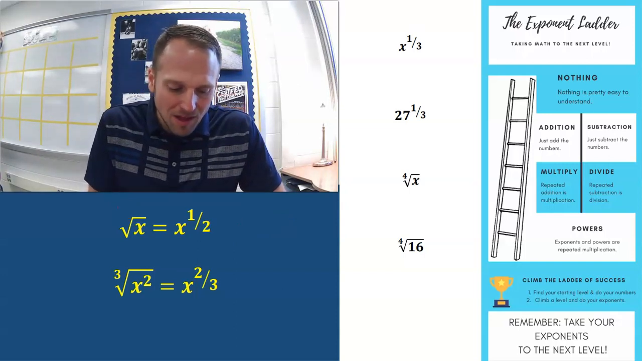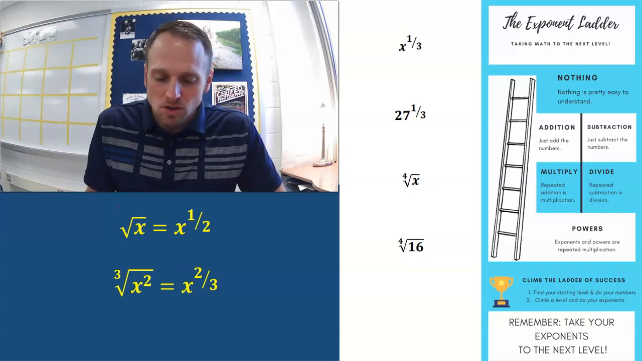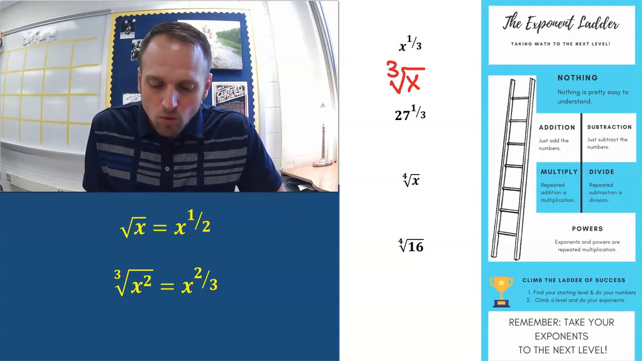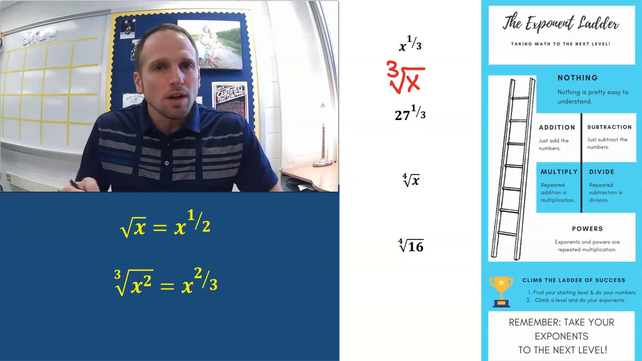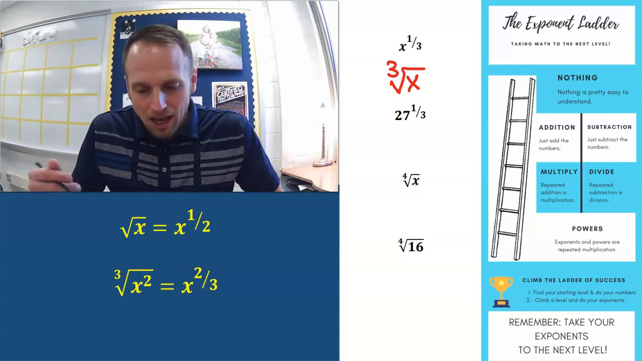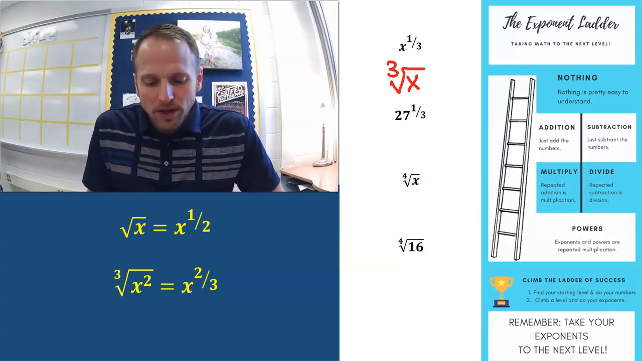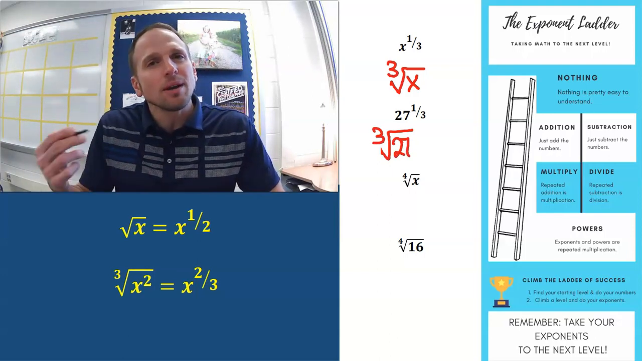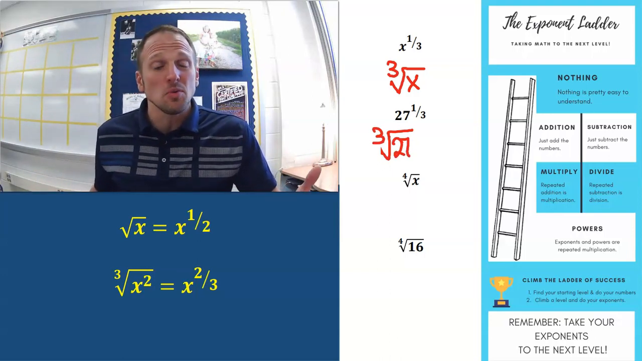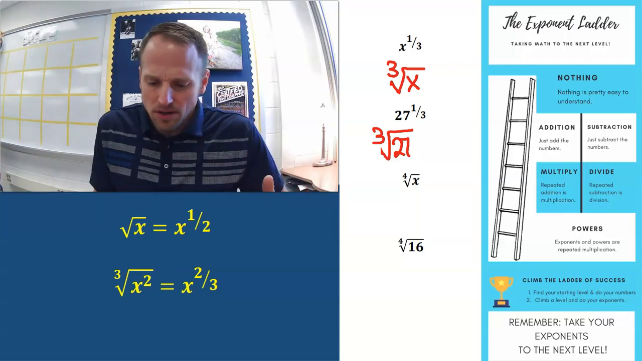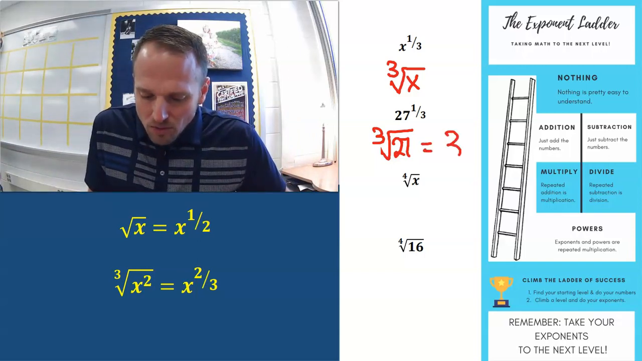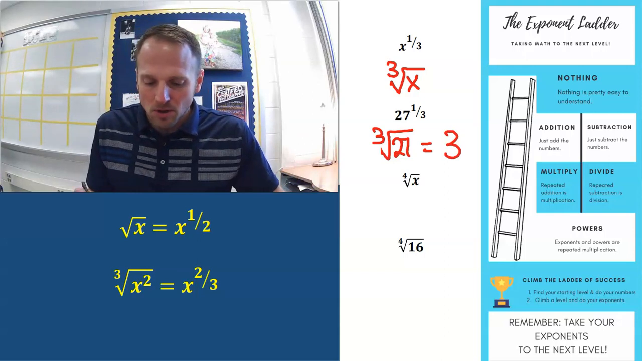So with that thinking in mind, if we look at x to the 1/3, that's just going to be the same as saying the third root of x. That means what times what times what is going to give us x. And let's look at the next one. 27 to the 1/3, we could rewrite that as the third root of 27. So what times itself again times itself is 27? That's a number that's not too hard to see. That answer is going to be 3. 3 times 3 times 3 is 27.